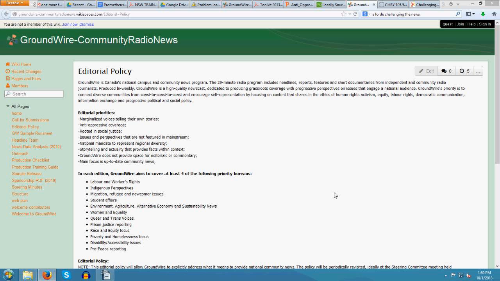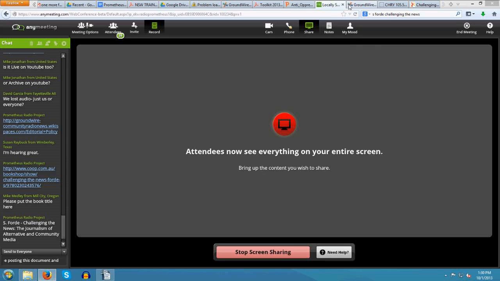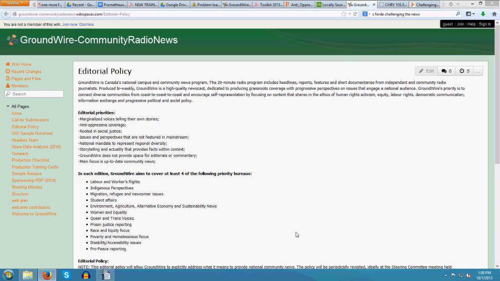Over the years, we've developed it. We've had a small grant that we were able to do some development work with, some national coordination work. And part of that was getting our policies in line. So here we have the priority bureaus listed of Groundwire. These are the topics that this news program will prioritize for any pitch that comes in. You can see that it covers different movements, different social justice issues that are pertinent in Canada today. And this was put together by our steering committee.